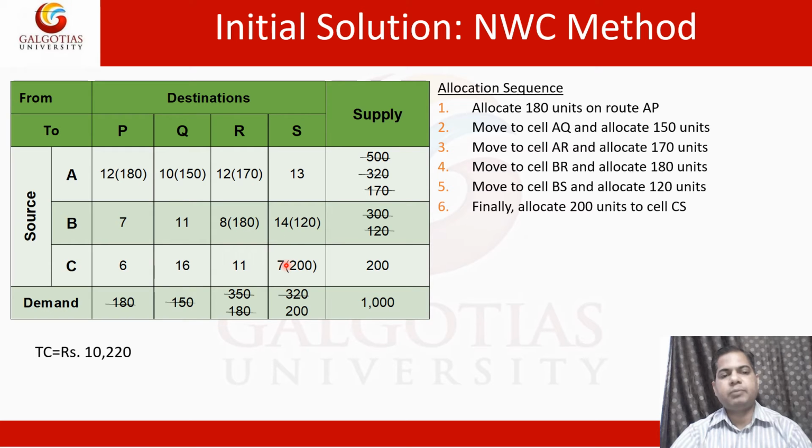So as per the LPP, this is 12 into 180 plus 10 into 150 plus 12 into 170 plus 8 into 180 plus 14 into 120 plus 7 into 200, and this comes out to be 10,220 rupees. That is my total transportation cost if I go with the NWCM method. So this will be my transportation cost.